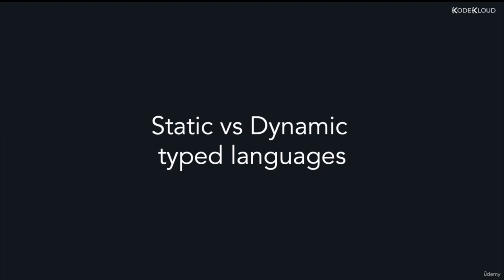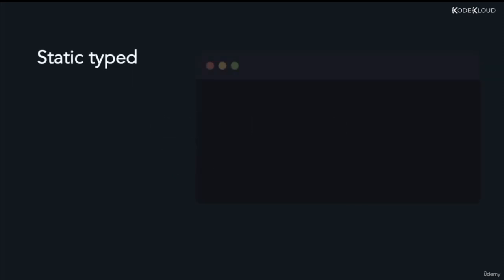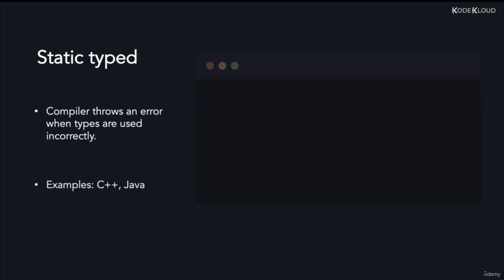Now let's learn what kind of a language Go actually is. But before that, it's important to know the difference between static and dynamic typed languages. Languages are said to be static typed or strongly typed if the compiler throws an error when we use data types incorrectly. Some examples of such languages are C, C++, and Java.